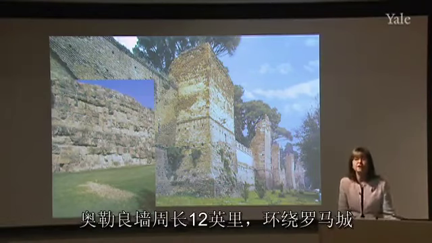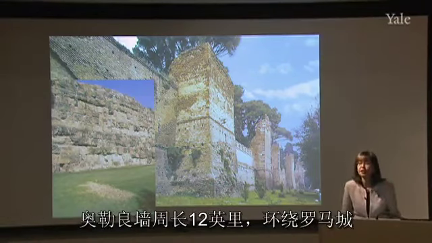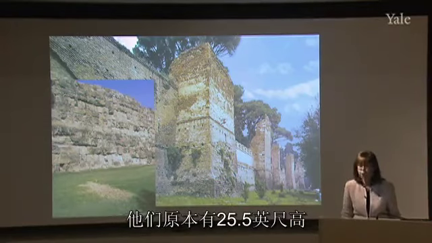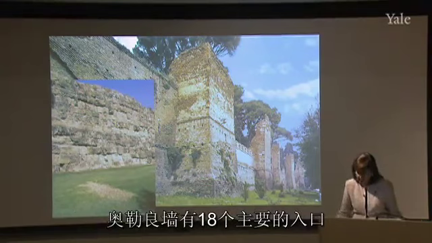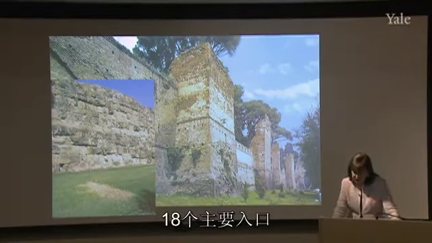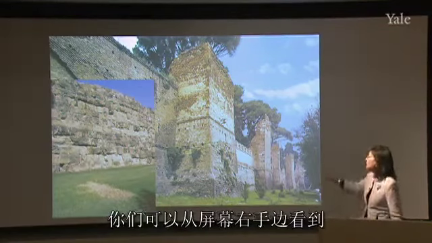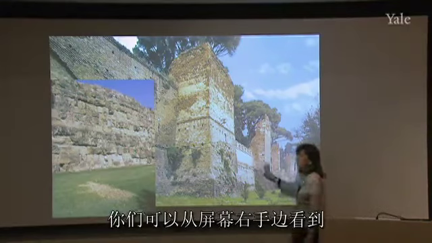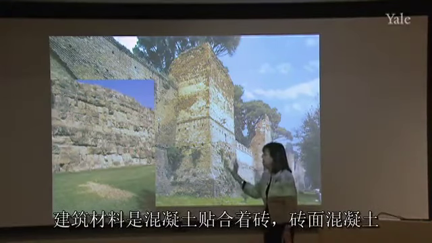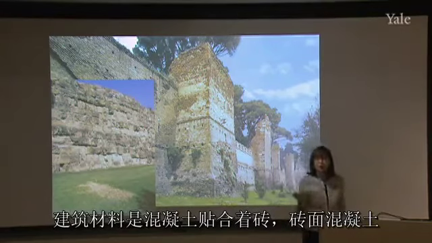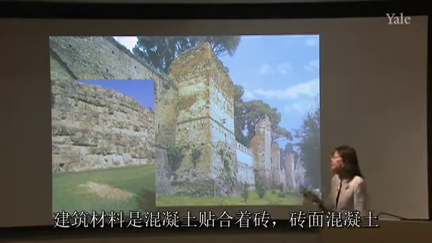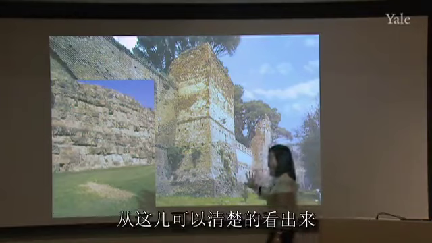The Aurelian walls had a 12-mile circuit around the city of Rome. They were originally 25½ feet tall, and there were 18 major gateways in the Aurelian walls. I think you can see from this view on the right-hand side of the screen that the building materials were concrete faced with brick, brick-faced concrete. You see that very clearly here.